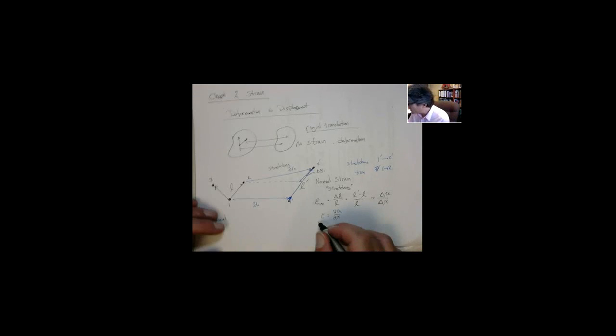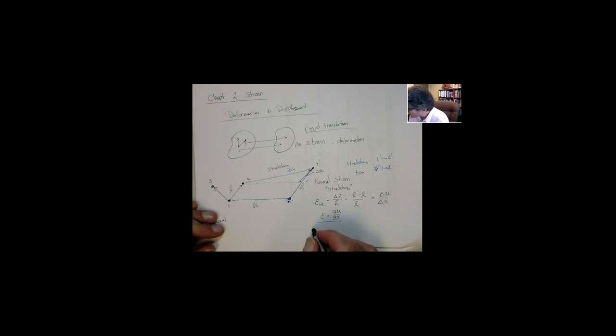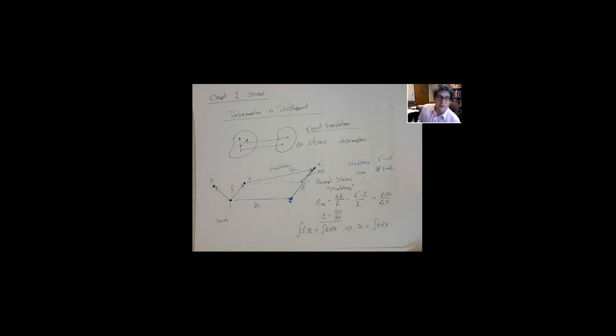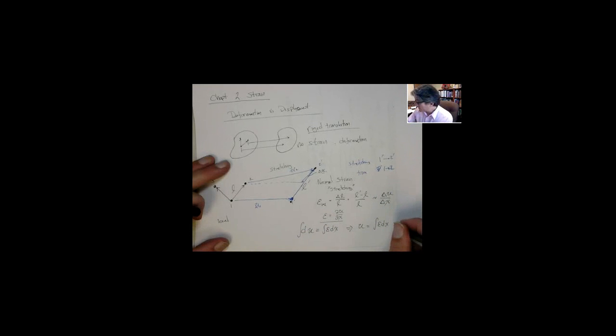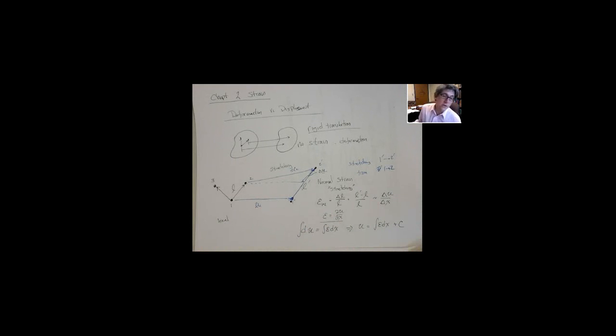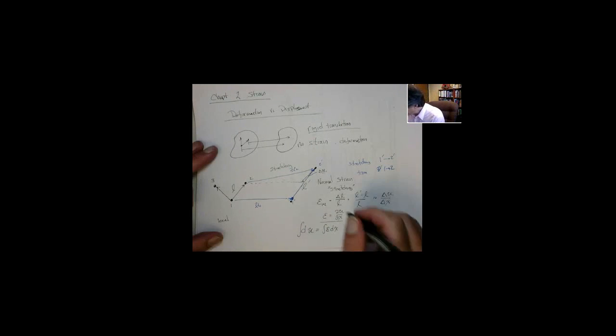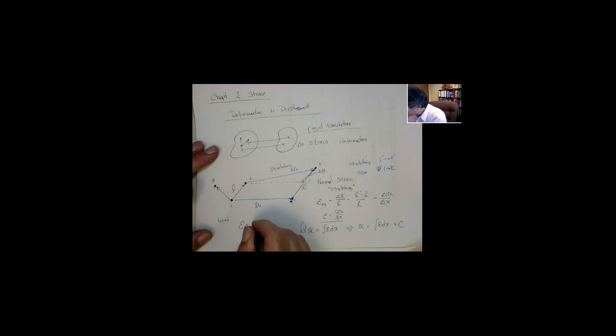We don't use this too much, other than we can actually get the displacement by integrating the strain, integrating both sides, and this will give you that the displacement is equal to the integral of the strain dx, with a constant of integration and so on and so forth. Okay, so we'll use it in that sense. But the important thing is to understand that this normal strain is the change in length over the original length. Okay?